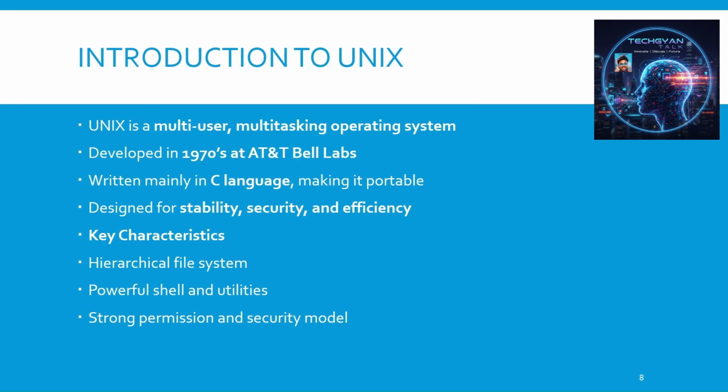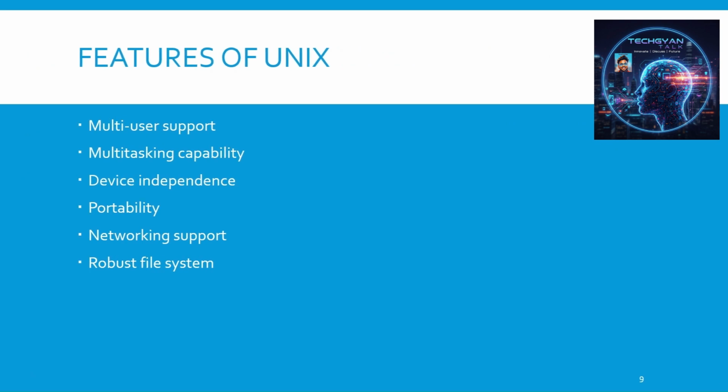Introduction to Unix. Unix is a multi-user, multitasking operating system developed in the 1970s at AT&T Bell Labs. Written mainly in the C language, making it portable, designed for stability, security, and efficiency. Key characteristics: hierarchical file system, powerful shell and utilities, strong permission and security models. Features of Unix: multi-user support, multitasking capability, device independence, portability, networking support, and robust file systems.